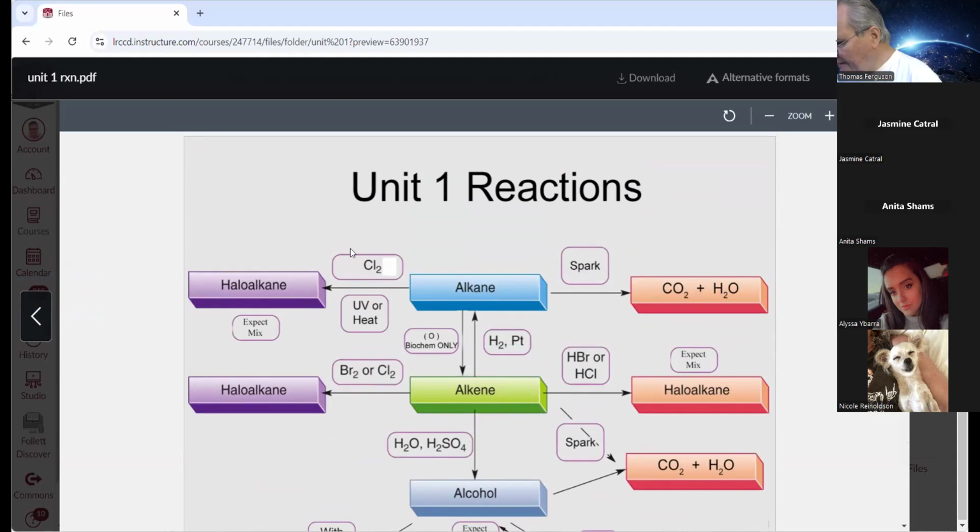And it's got really 3 reactions. If you look at this one here, so we have haloalkane or halogenation, and then we have a spark or combustion, and we can also take off hydrogens, and that's biochemically only. Okay, so I'd recommend you download this and print it. You'll be using that a lot.